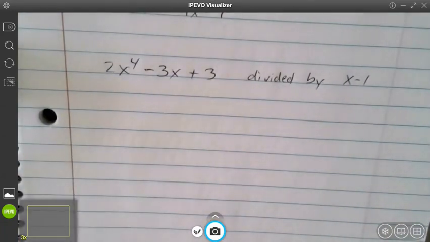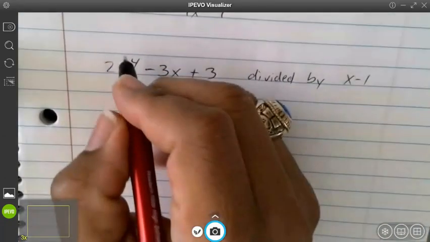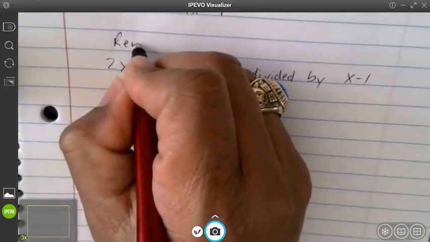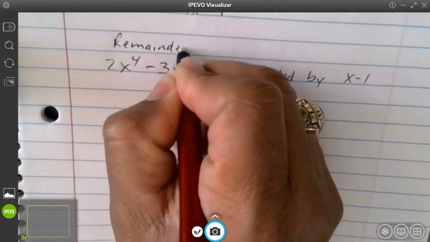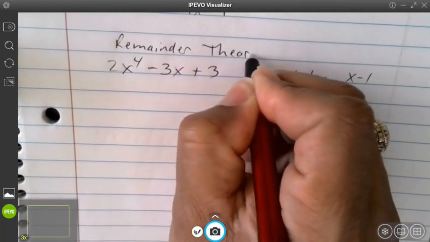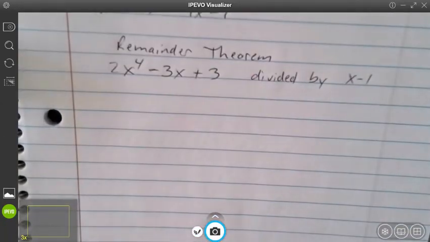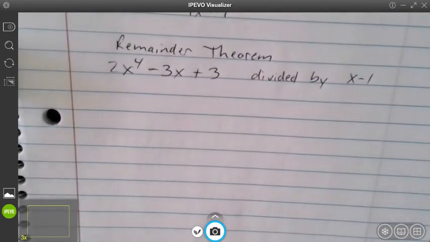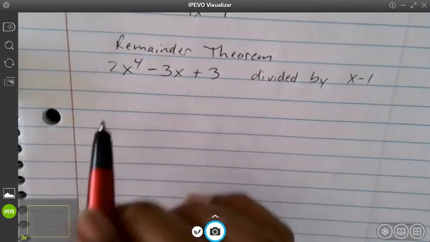Next thing I want to talk about is the remainder theorem. What the remainder theorem is, you're doing synthetic division, and all they want is your answer. What is the remainder? Whatever's the last number at the end when you do your division. Now look at this problem here.